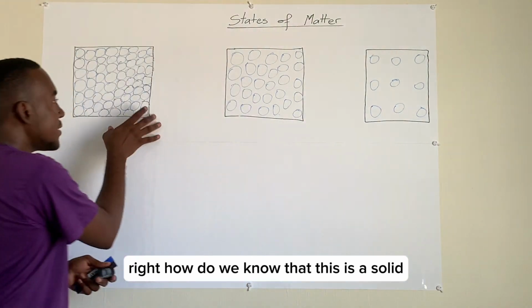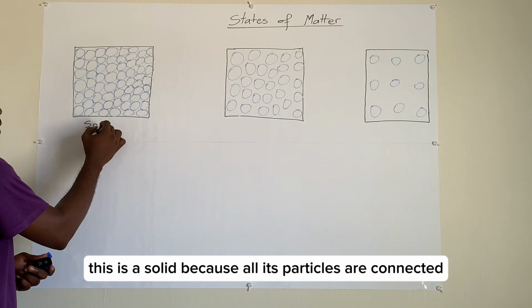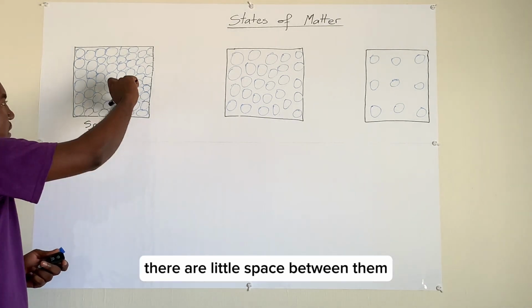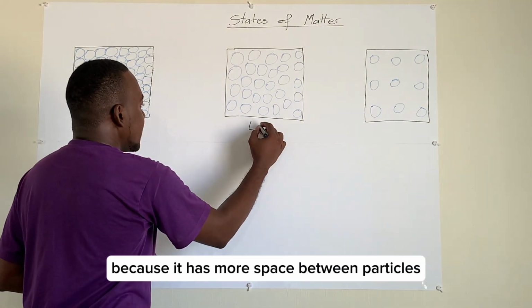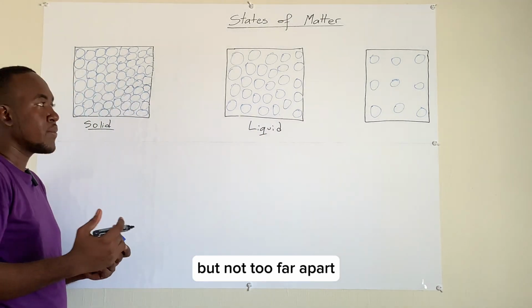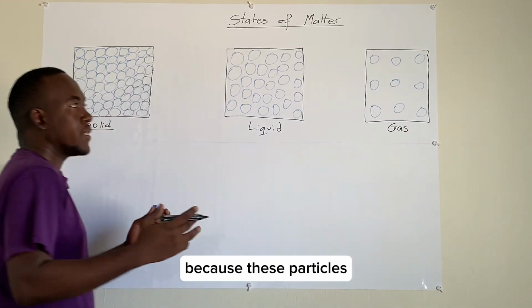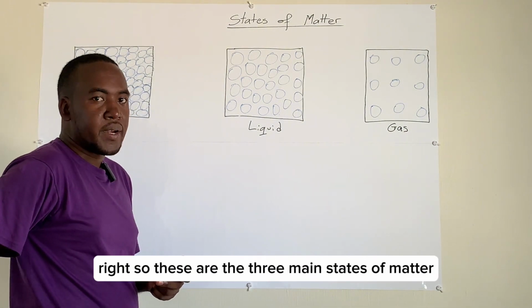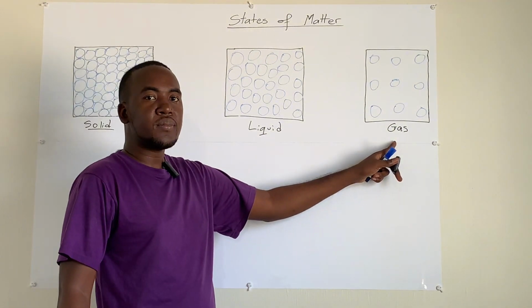How do we know that this is a solid? This is a solid because all its particles are connected. There is little space between them, right? We know that this is a liquid because it has more space between particles, but not too far apart. And then we know that these are gas because the particles spread out over a very large space, right? So these are the three main states of matter.